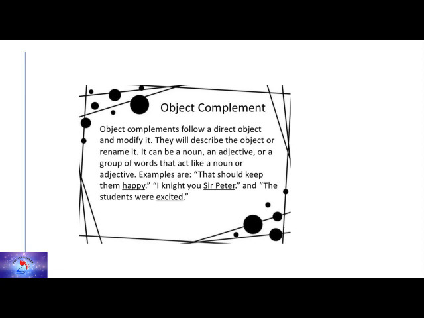So object complements follow a direct object and modify it. They will describe the object or rename it. It can be a noun, an adjective, or a group of words that act like a noun or adjective. So you can see the examples. That should keep them happy. Students were excited. So always you can see the object complement follows a direct object.